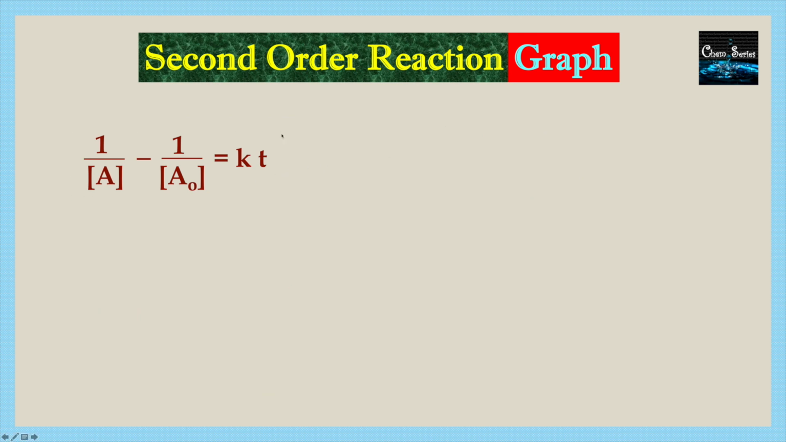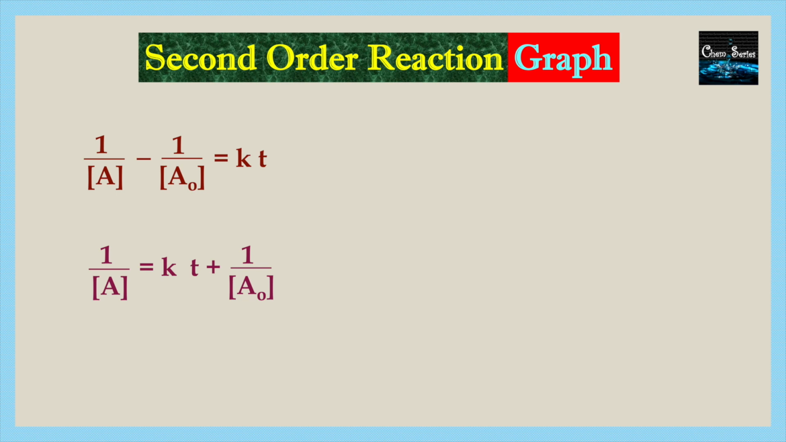Okay. Let us see the graph of second order reaction. This is the integrated rate law equation for the second order reaction, right? 1 by A minus 1 by A naught, that is equal to KT. Rearrange this equation so that it will be like 1 by A, that is equal to KT plus 1 by A naught. Bring this minus 1 by A naught to the other side.